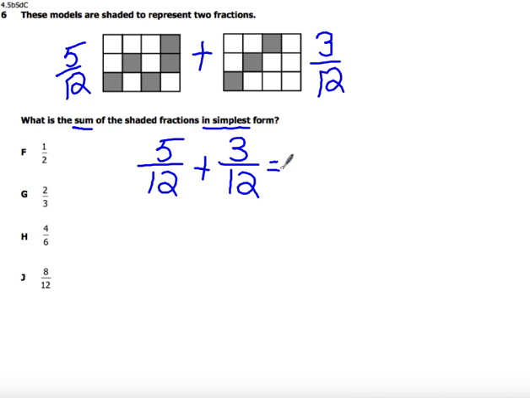How do we add these fractions? We just add the numerators, and 5 plus 3 equals? 8. What do we say down here? Reduce. We keep the denominator, so now we have 8/12. We need to reduce that to simplest form.